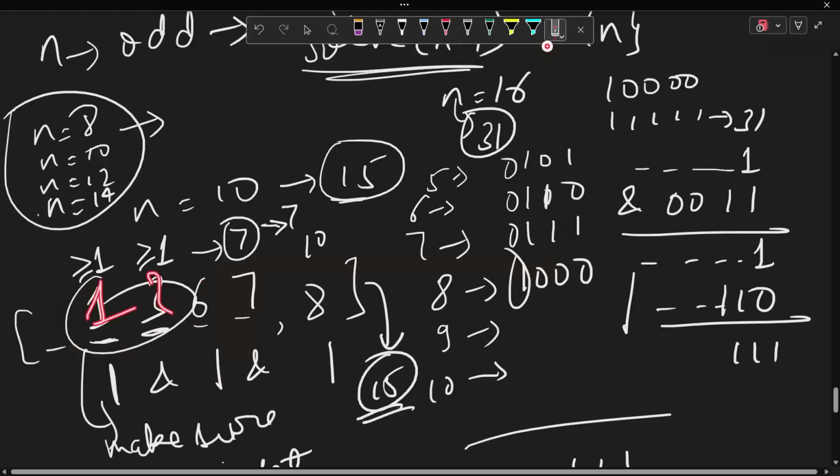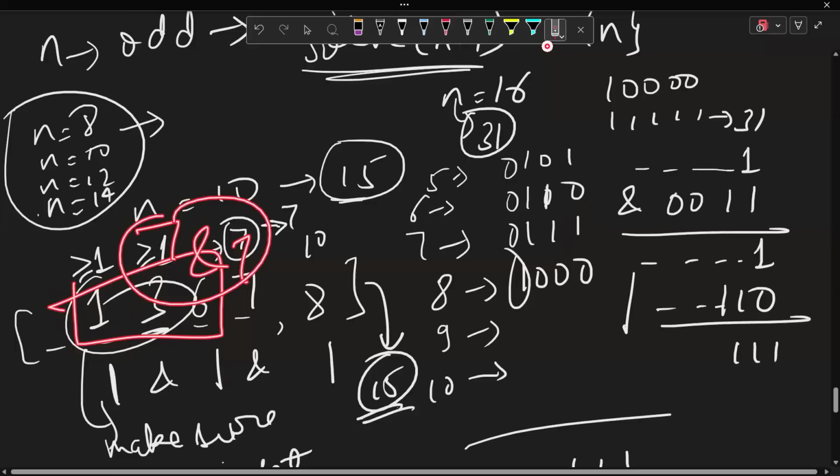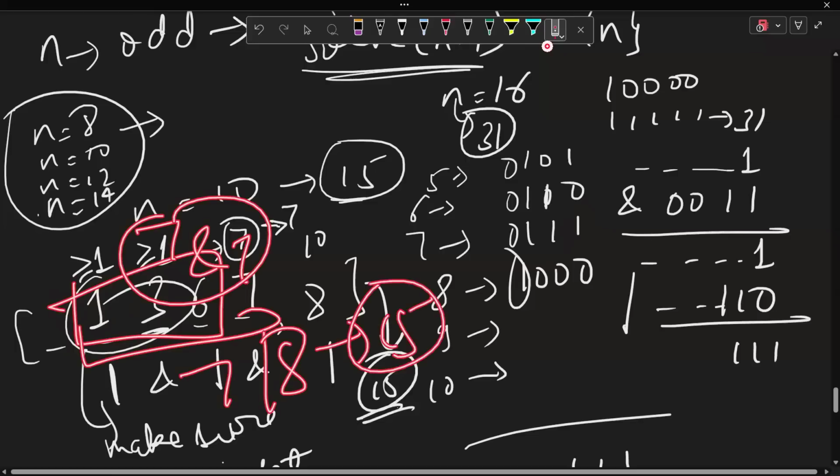So for that I use 1 and 3. Okay, so I hope you understood. Using 1, 3, 6, I'm able to make 7. And with 7, I'm able to make 7. Or with 8, I'm able to make 15.